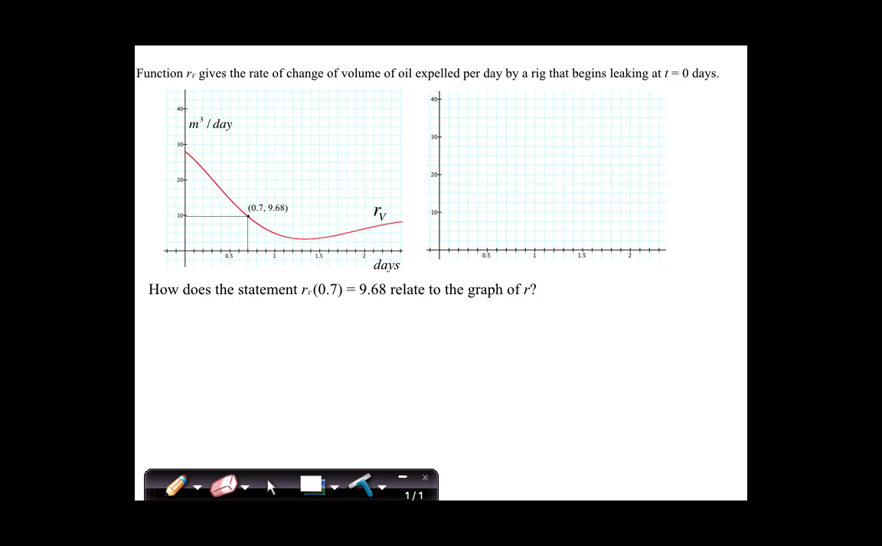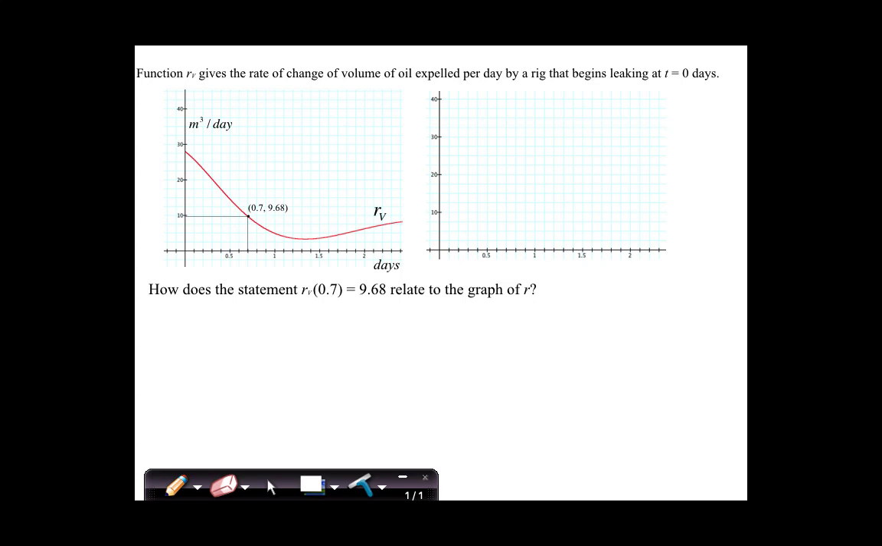Well, let's see. What is 0.7? What are the units on 0.7? Days. Okay, so at 0.7 days, there's something that corresponds to this. It says 9.68. What is 9.68 about? What units? Yeah, volume? Volume, yeah, rate of change of the volume, right? So this isn't 9.68 cubic meters of oil. This is 9.68 cubic meters of oil per day. It's the rate of change, or the rate at which the oil is spilling.